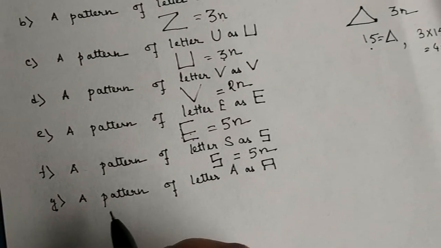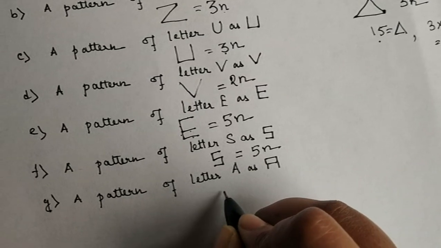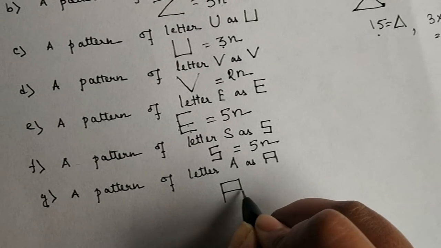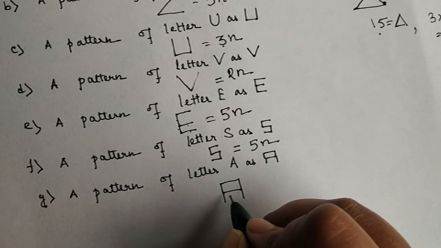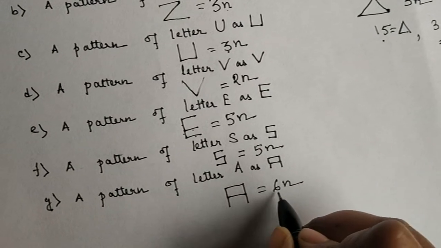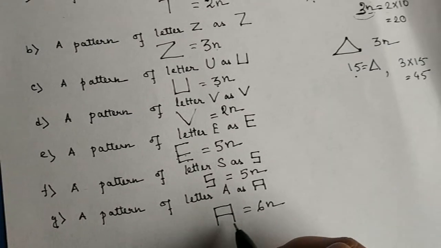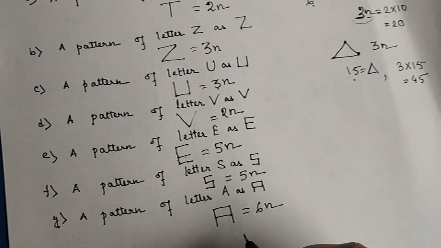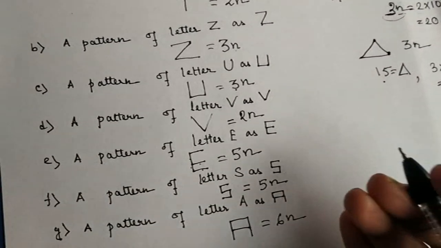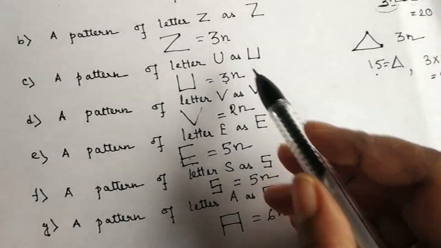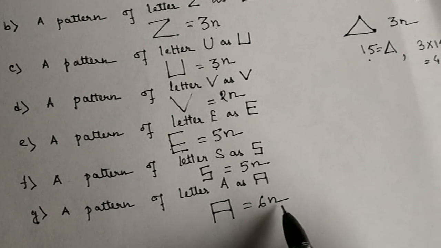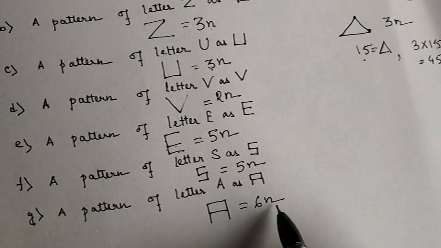Now in the last part, a pattern of letter A. Here we can see 1, 2, 3, 4, 5, 6. Total 6 mastics are used in this particular alphabet. So it will be 6 into n. So 6 is the number of mastics in one alphabet and n is the number of A we have. In this way we can find the number of mastics in any. So n is the variable over here. n can be anything: 1, 2, 3, 15, anything. That's why this is called a variable.